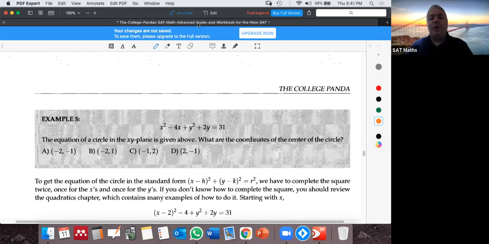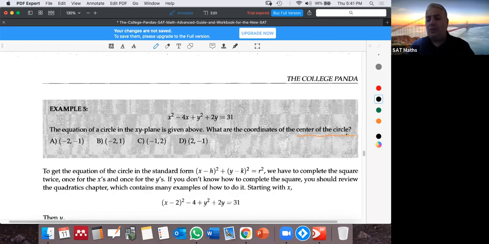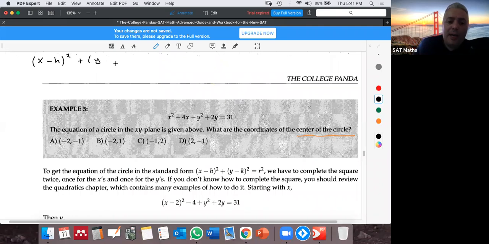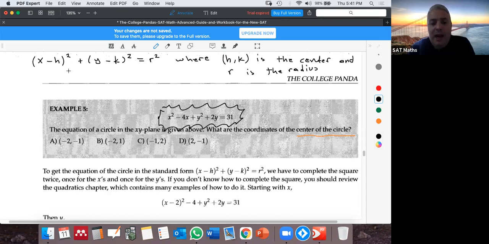If this is clear right now, what am I going to do? How will I solve this question? It says find the center. To find the center of the circle, I have only one formula: x minus h squared plus y minus k squared is equal to r squared, where h comma k is the center and r is the radius. So when I express the given question in this form, I can easily say what the center is.